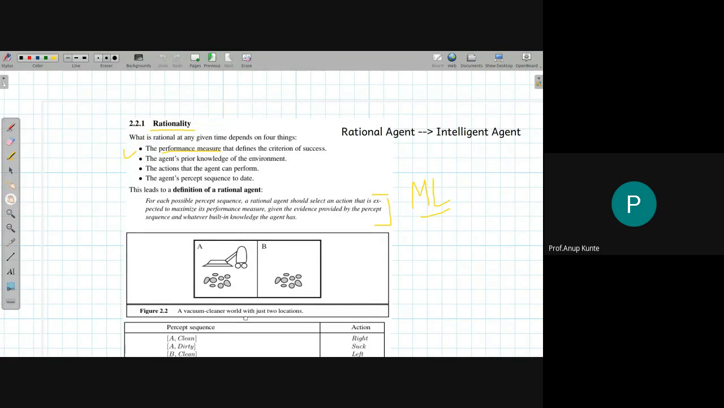And then you should be able to articulate what the actuators are, using which the actions can be imparted on the environment. Once you know the actuators, you will know the set of actions that the agent can do, and you will be in a position to properly define the agent function. Agent function means mapping between percept sequence to action.